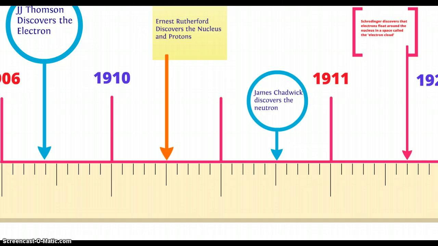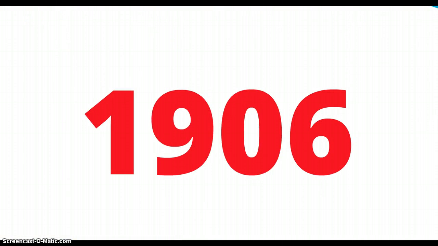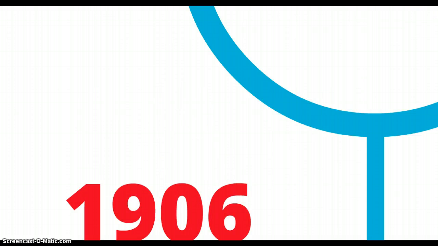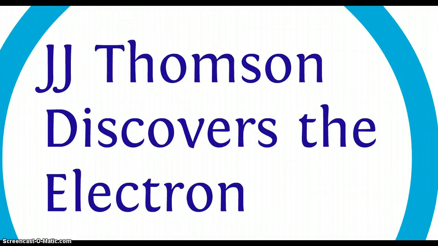If I take you down the discovery timeline, this is back in 1906, so we're talking over 100 years ago. J.J. Thomson discovered the electron. This was kind of the first step in discovering that atoms are really not the smallest types of matter. There's even smaller things inside the atom.